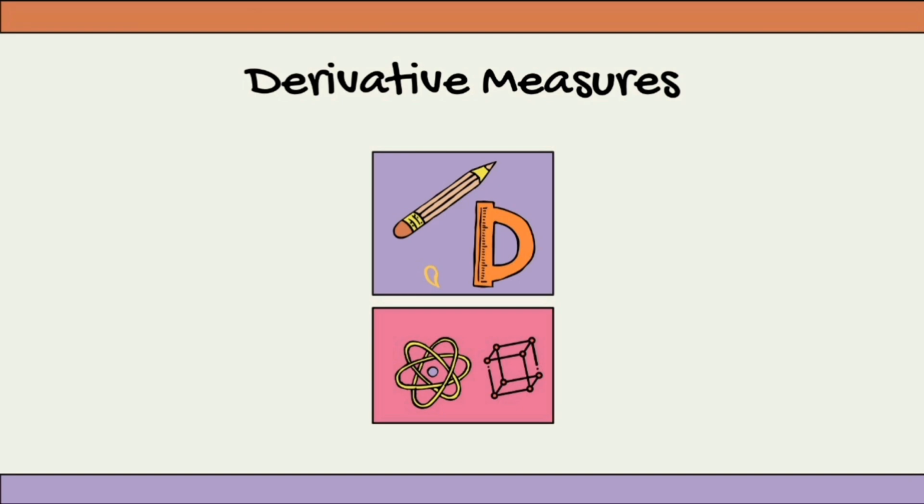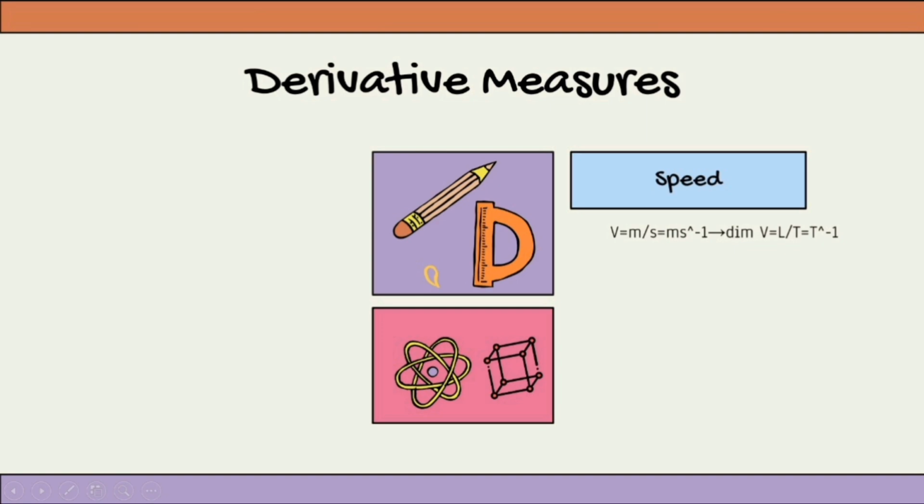Next, we want to derive a quantity from length and time. What can we get? The first is speed. As you already know, speed is length divided by time, so the unit is meters per second, or we can write it as m s to the power of minus 1. The dimension of speed is the dimension of length divided by the dimension of time, L over T, or L T to the power of minus 1. This is the dimension of speed.